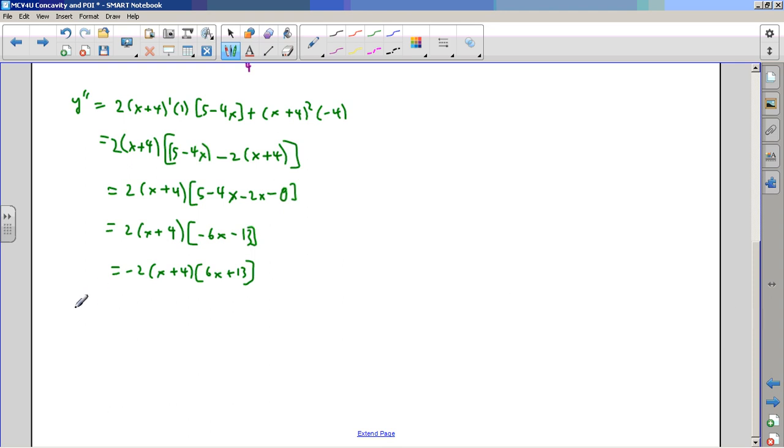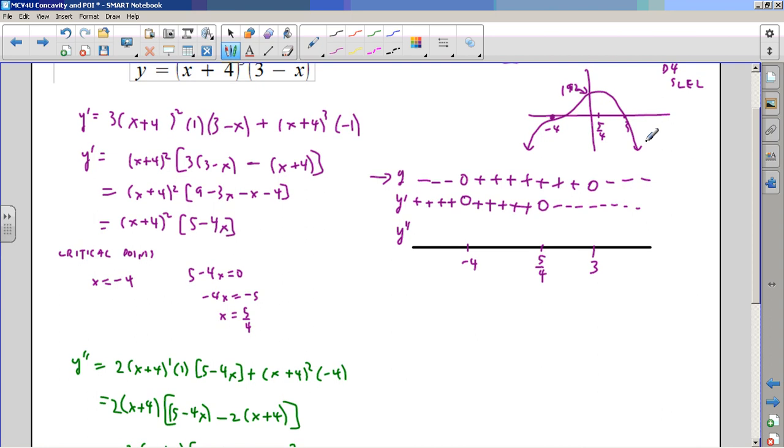But now what? Well, now we want to set that equal to 0 to find the point of inflection. And so what do we got? I got x equals minus 4 as a point of inflection, and x equals negative 13 over 6. About negative 2 and a little bit. And how does that match up with my graph? Negative 2 and a little bit. Yeah, sure. That's a POI. Oh, I could sell that to you probably.